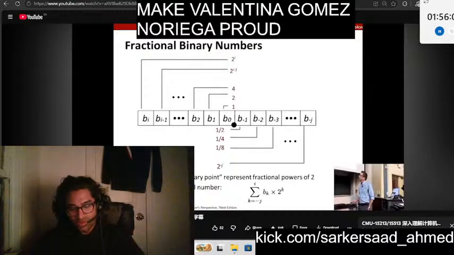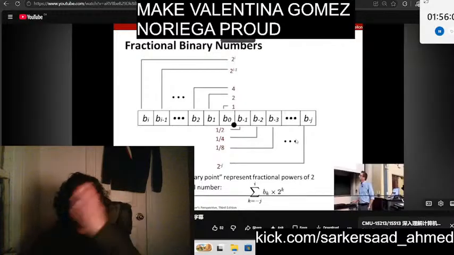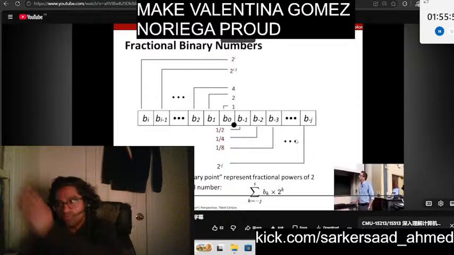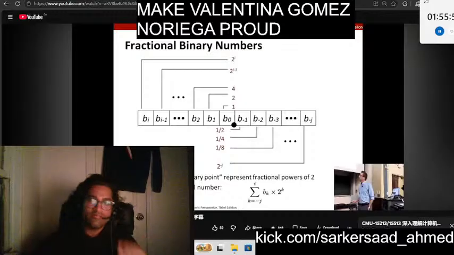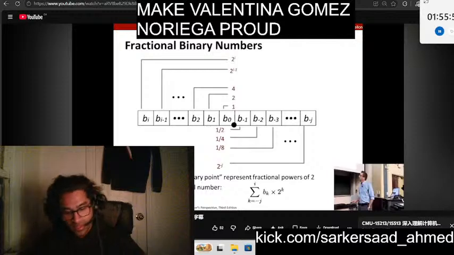So when you look at a binary value, you're going to have 2 to the power 1, 2 to the power 0, 1, 2, 3, 4, 5, and so on. From the back, you're going to have 2 to the power 0, 2 to the power minus 1, minus 2, minus 3, minus 4, and so on and so forth.